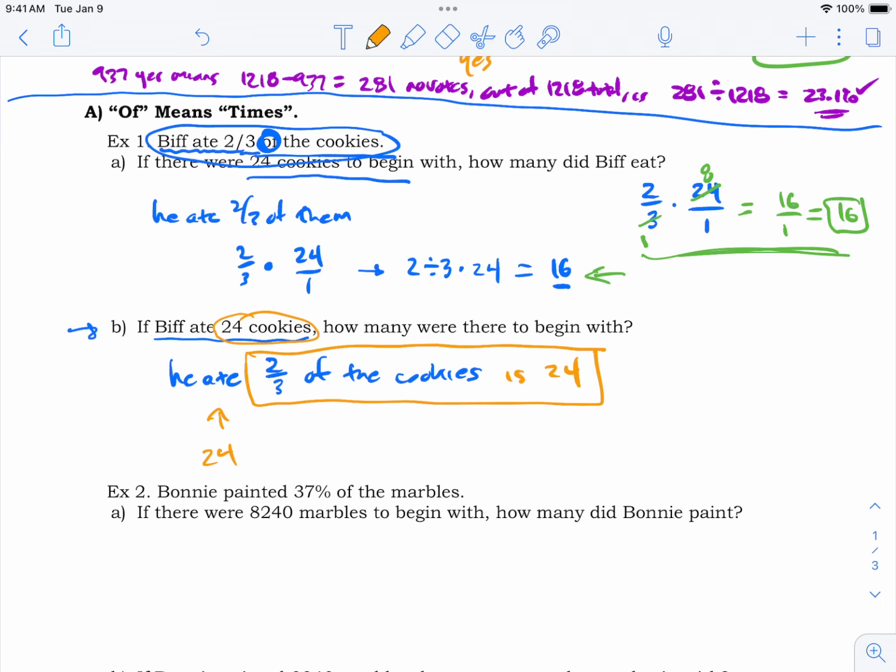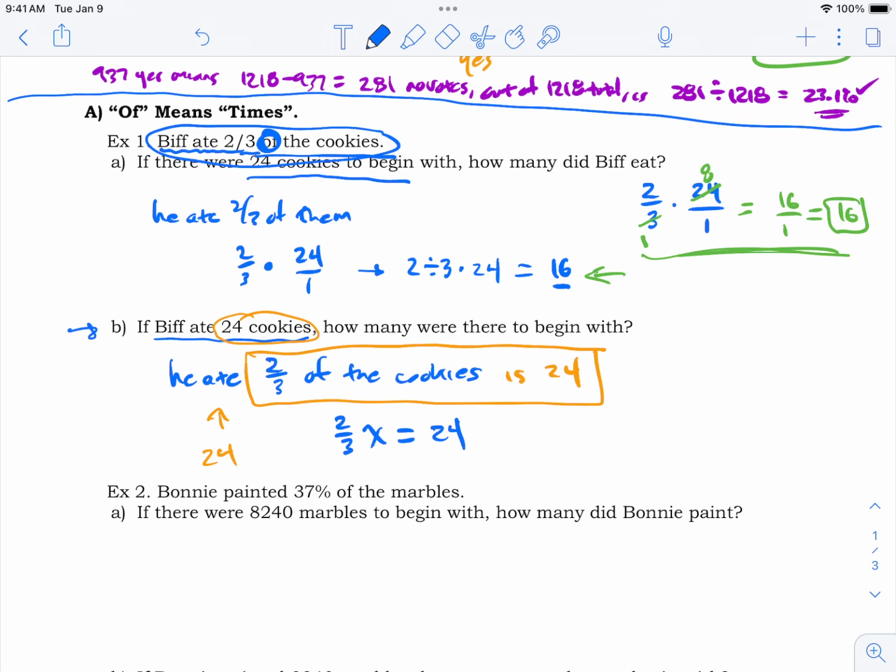Well, a little bit of algebra class, just a little bit of algebra class. 2/3 of means times how many cookies? I don't know. When you really don't know, that's what x is for. I don't know, x. So 2/3 of x, 2/3 times x is 24. And that becomes our little equation that we have to solve.